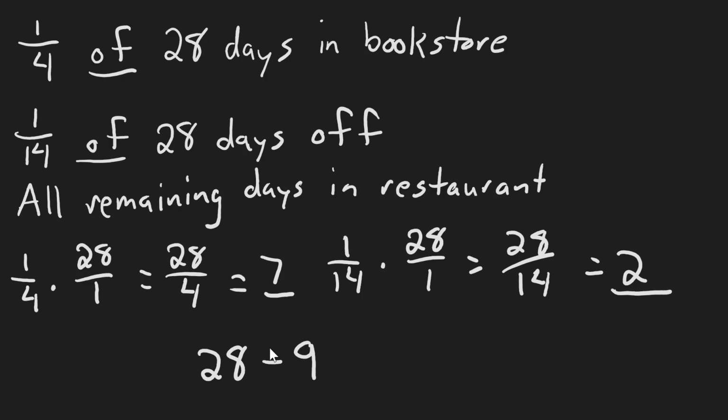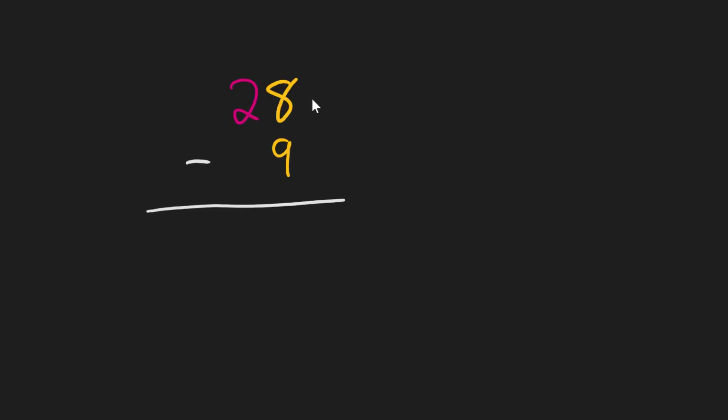And so if we take away this 9 days that we didn't work at the restaurant, we will have our answer. And if they give you a calculator for this problem, you can just plug in 28 minus 9 and you'll get your answer. If you don't have a calculator for this, then you'll need to subtract manually, and you need to align the digits based on place value.